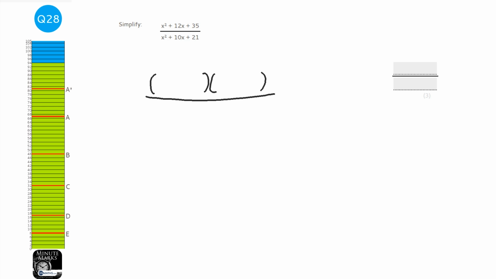So I know it's going to be x at the start. I need 2 numbers that add together to make 12 and times together to make 35. Well, that's going to be 7 and 5. Then I need to factorize the bottom.